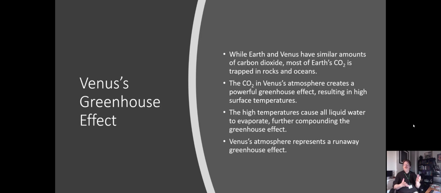So in a sense, when we look at Venus, we're actually looking at a primordial Earth. Venus is essentially an Earth-like planet at the very early stages of the Earth's atmosphere, just not quite as extreme.